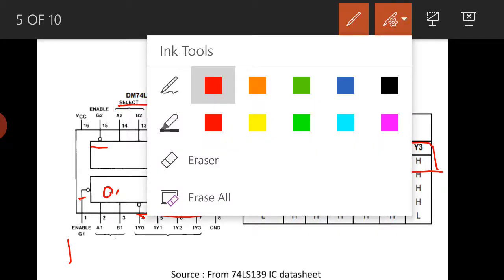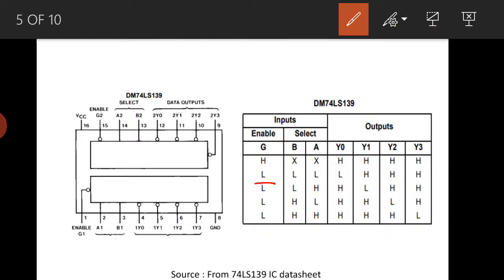Okay, so now whenever enable is low and the inputs are 0 0, then only the first output Y0 will be enabled, all others will be disabled. Only Y0 will be selected, it will be active, others will be inactive. So this is how the decoder will work.